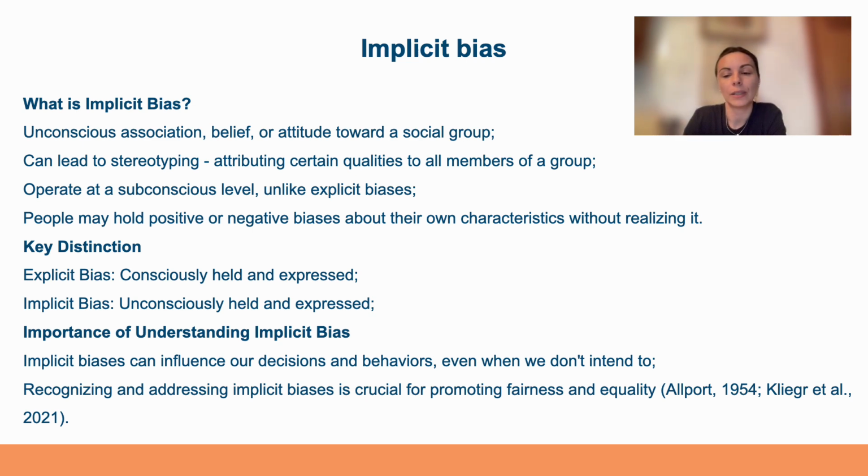It's also important to understand that implicit bias operates at the unconscious level, unlike explicit bias and prejudice, which are intentional and more controllable. A person may consciously disapprove of a certain belief or attitude, but still harbor similar biases on a more subconscious level. These implicit associations do not necessarily align with an individual's conscious sense of self or identity. In fact, people can even hold positive or negative biases about their personal characteristics without fully realizing it.